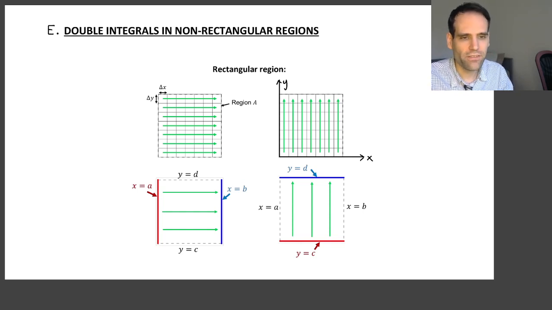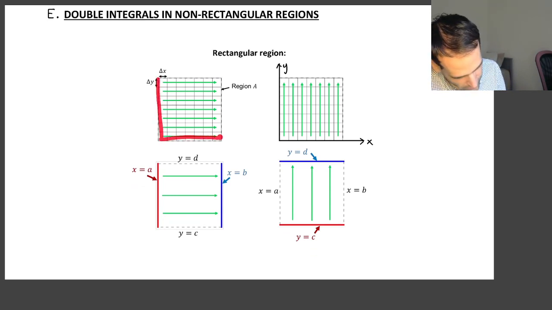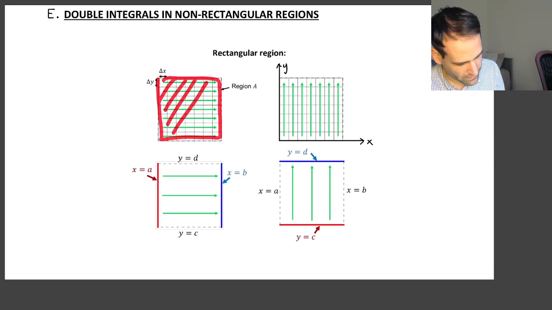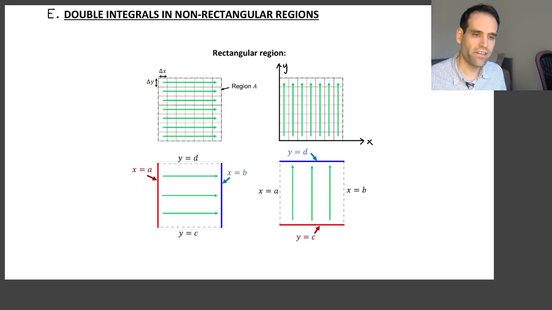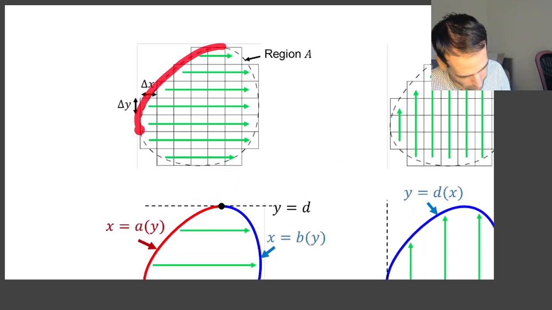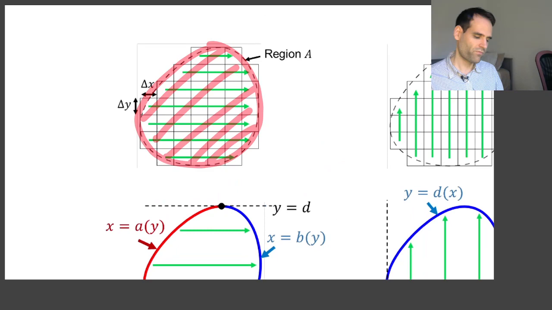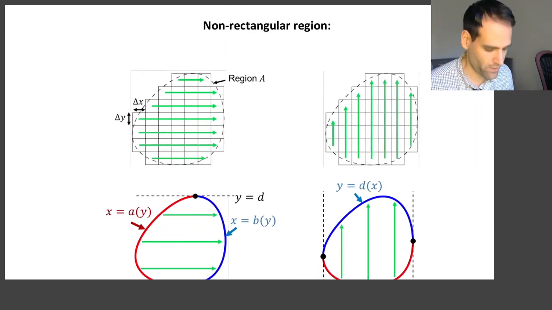Our next section is double integrals in non-rectangular regions. Let's think about what that means. Up to now we know how to calculate an integral when the region of integration A is a rectangle, right? Because then we have very clear limits. X goes between A and B, and Y goes between C and D. But what if the region of integration is some kind of arbitrary region like this? What happens then? That's what I'm going to explain in this video.